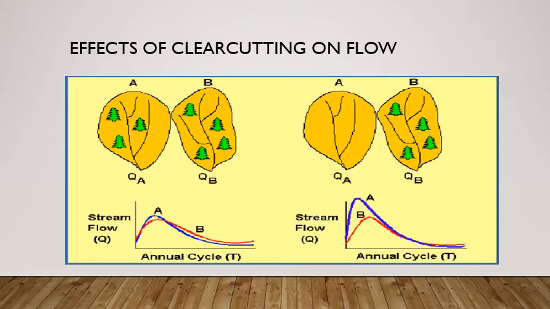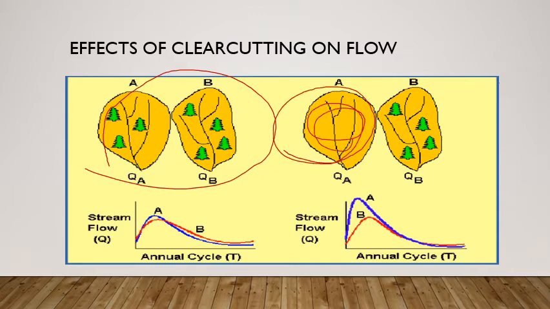Here's clear cutting. Here's a diagram where they had two watersheds and they graphed them and the water cycles were similar. Then they cut the trees off of A, and A has a much faster, taller water cycle. The trees did not hold the water because they're gone.